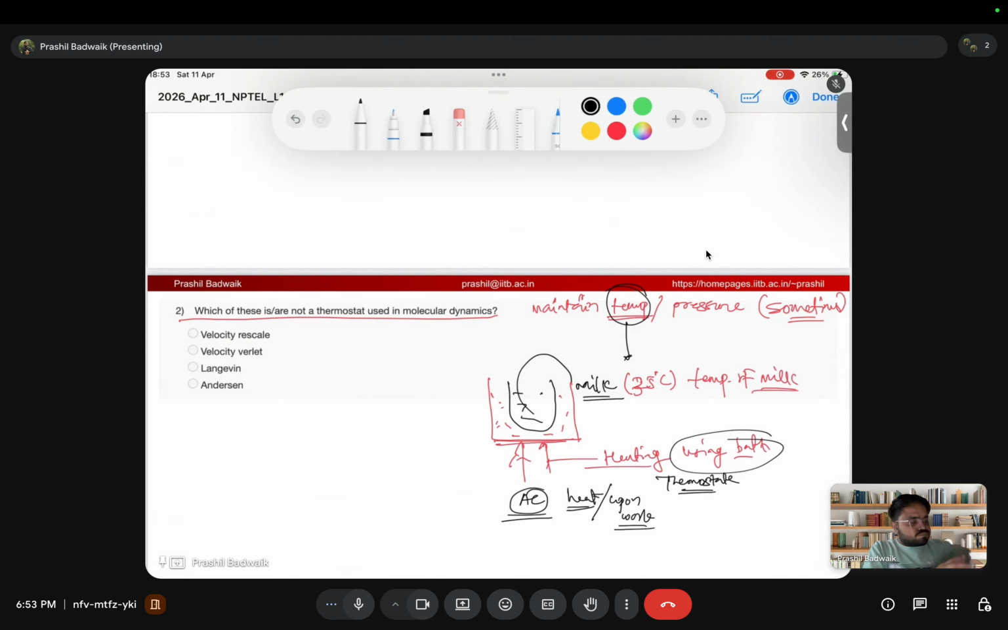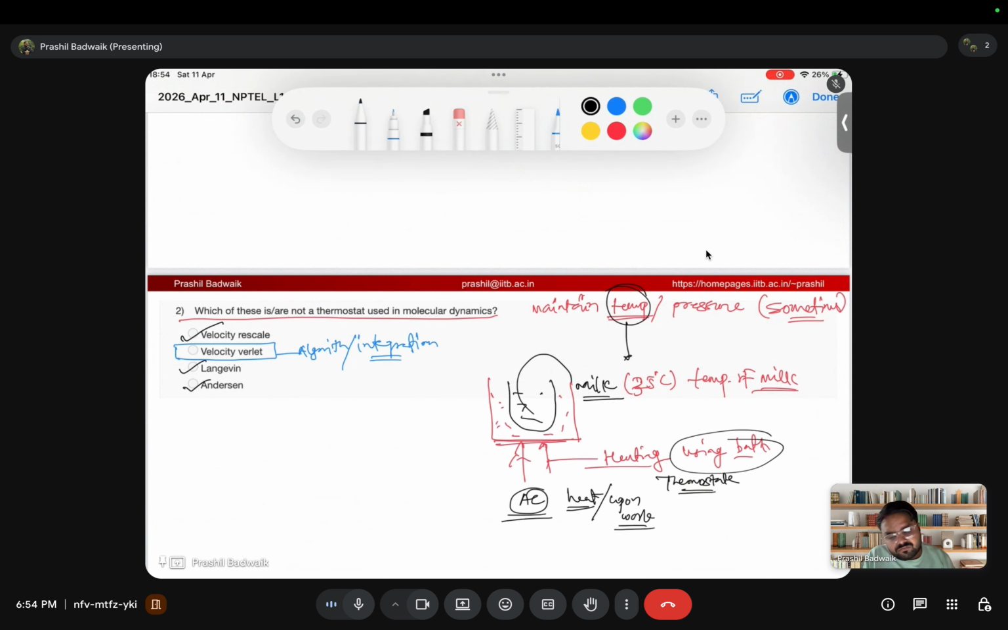So there are multiple types of thermostats. Velocity rescale is a thermostat. Langevin and Andersen, all of them are thermostats, whereas this one is an integration algorithm. So that's where I will say option A, C, and D are correct, which are the thermostats.